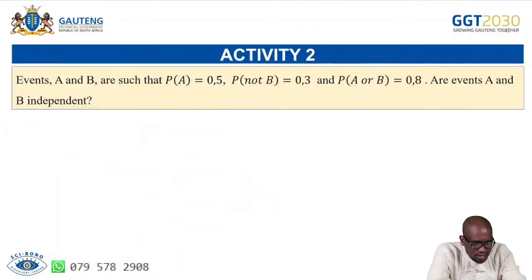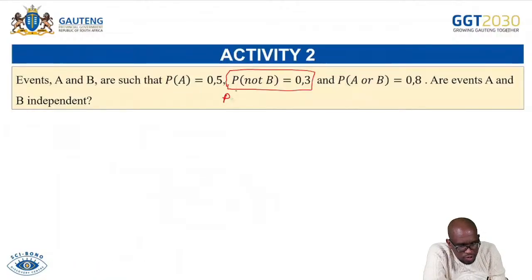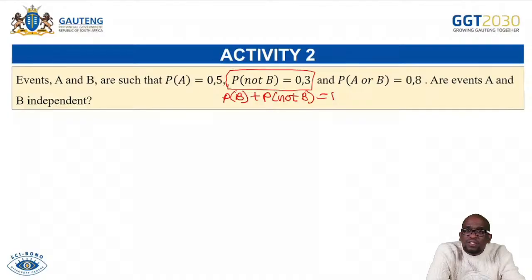All right. Events A and B are such that probability of A is 0.5, probability of not B. You see now, they are talking about the complementary rule. We know probability of B plus the probability of not B is equal to 1. All right, and then probability of A or B is 0.8. Are events A and B independent? So we want to know whether they are independent.